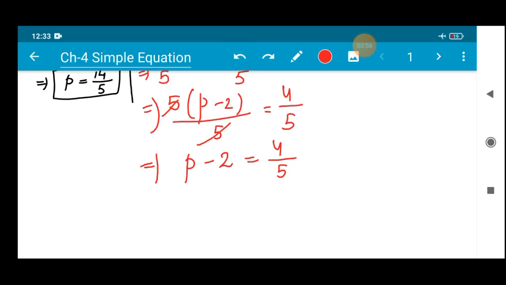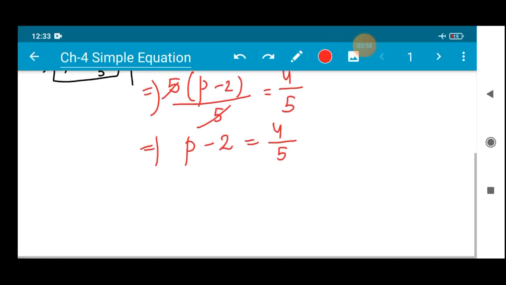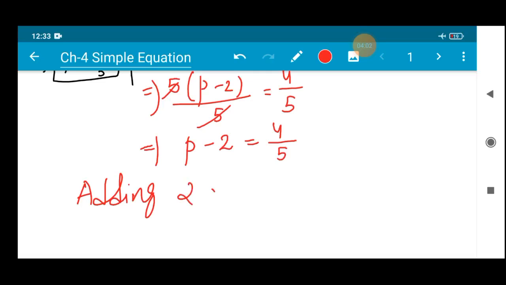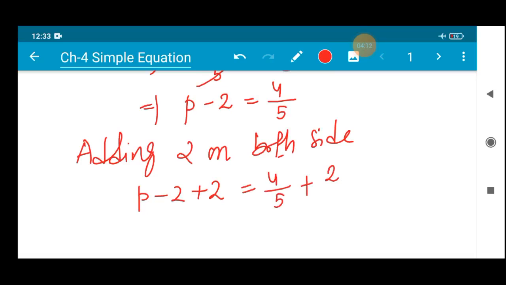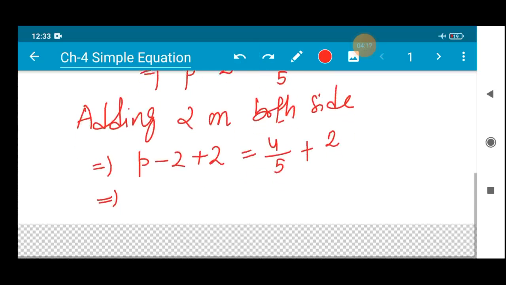Sorry, the variable is attached with minus 2, so I will be adding 2 on both sides. If I add 2 on both sides, what will I get? I'll get p minus 2 plus 2 is equal to 4 by 5 plus 2. So why have I added 2? Because I have minus 2, I want to neutralize it, I want to make my variable alone.